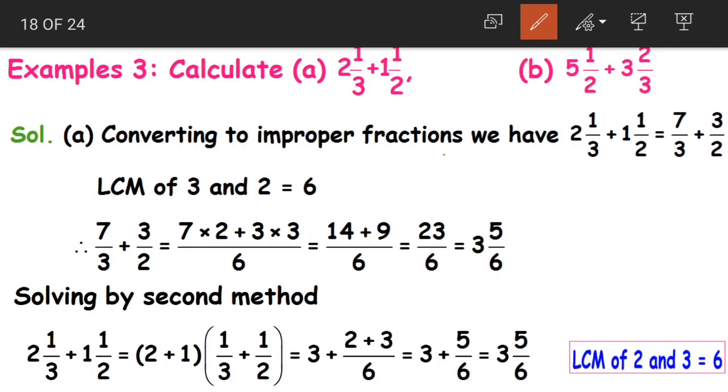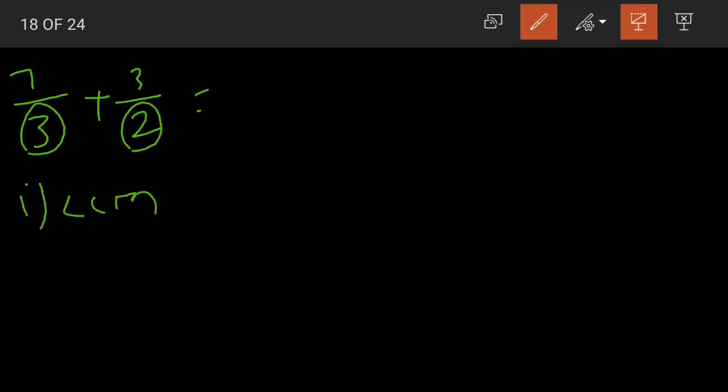Yes, students, see. First converting, we got 7 by 3 and 3 by 2. Now we have these two fractions. Are these like or unlike fractions? These are unlike fractions. So what should we do? Again, first find out the LCM. LCM of 3 and 2.